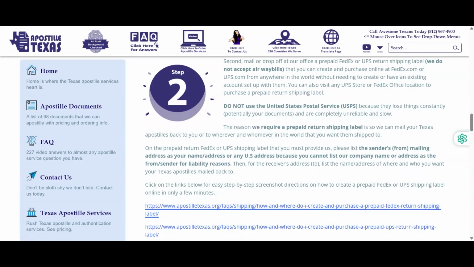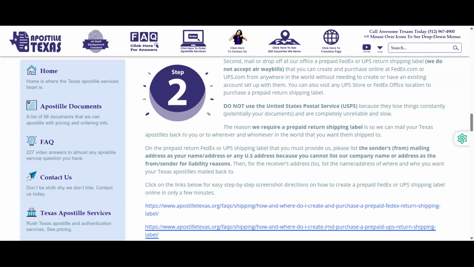So you can just read the screenshot page, all the screenshots on that page, or you can watch the video, which we go through the whole thing like I'm doing now. And then go here is for UPS. But the most reliable is FedEx.